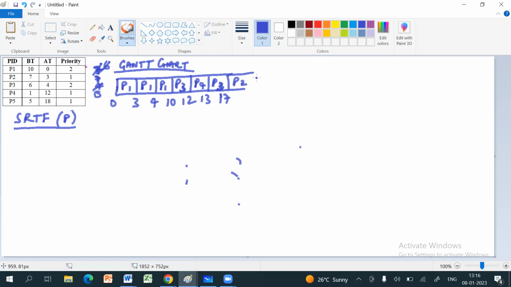right? But it will temporarily stop at 18 because of P5, which has arrived. There's an interrupt. So the remaining time of P2 is now 6 and P5 has a remaining time of 5. So obviously P5 has the shortest remaining time. So P5 will be given a chance.